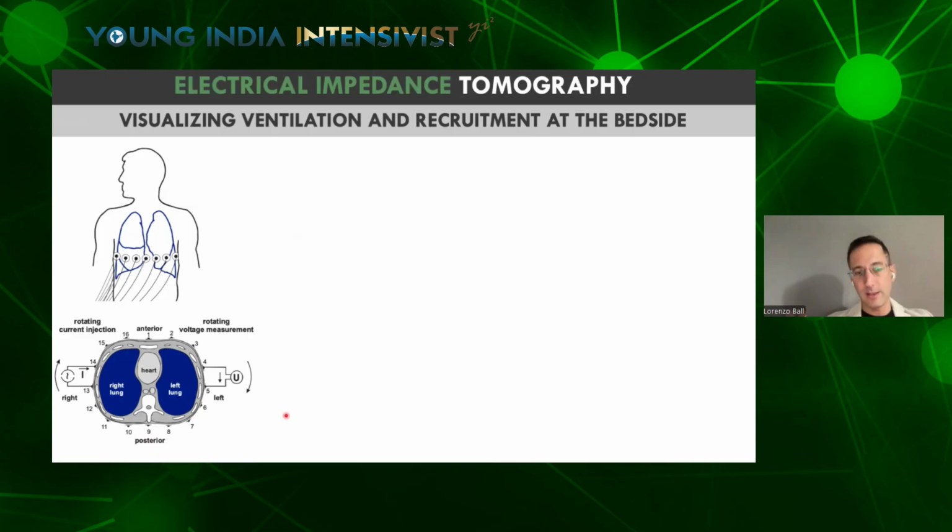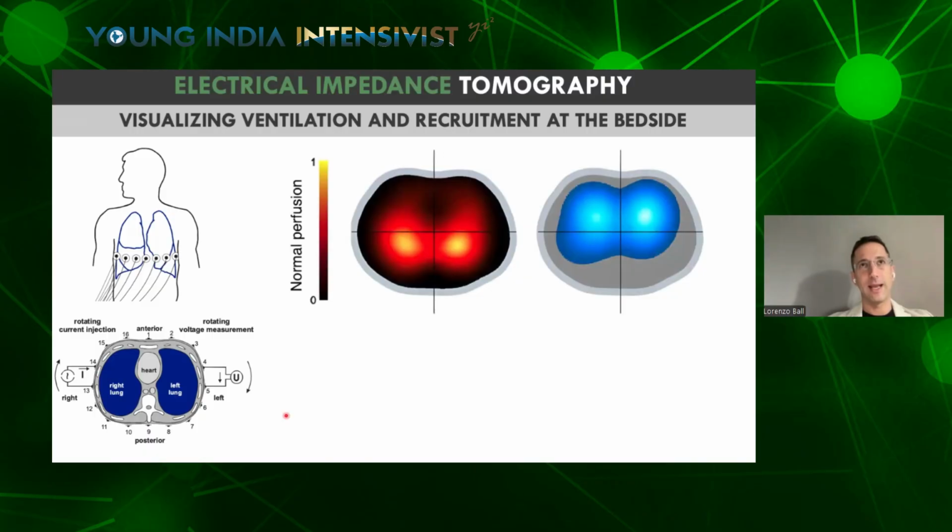The concept is very easy. The air does not conduct electricity, while water and biological tissues do. So what we can get from these machines, in all machines we get this, which is a map of the distribution of ventilation.